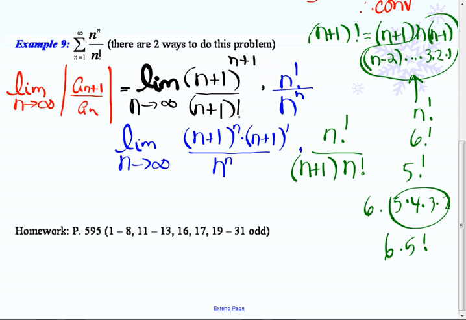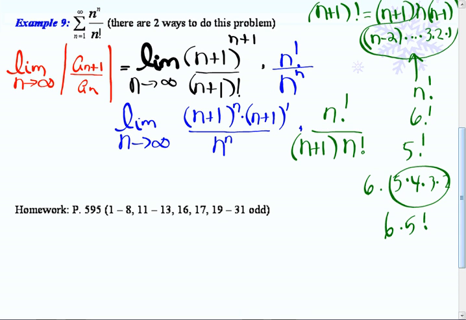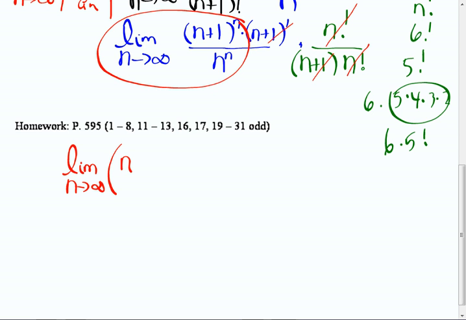There's going to be an interesting thing here that happens. What cancels? These guys go. What about n plus 1? That goes. And I'm left with this limit. Now, I'm going to take this limit and write it a little differently. I'm going to write it this way. That's that. I'm going to rewrite that again a little differently because I can divide the n into the n plus 1.